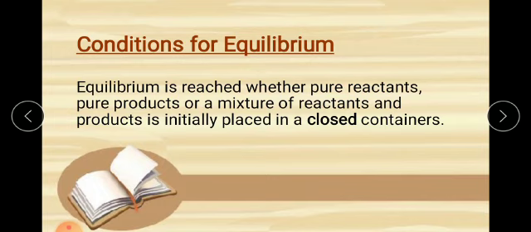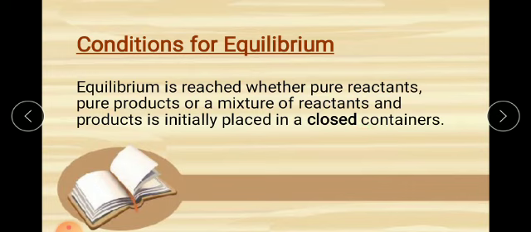Okay, so let's start with our first topic, which is conditions for chemical equilibrium. Equilibrium is reached whether the pure reactants, pure products, or a mixture of reactants and products is initially placed in a closed container. Equilibrium is achieved only in a closed system.